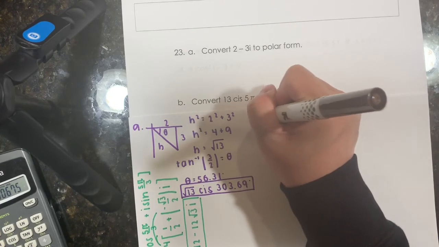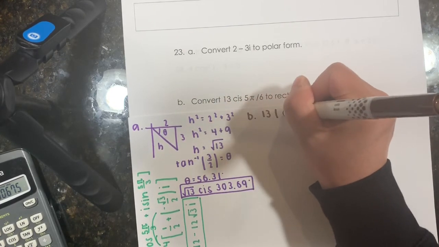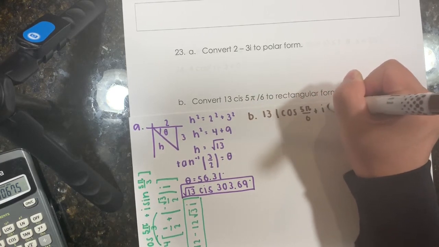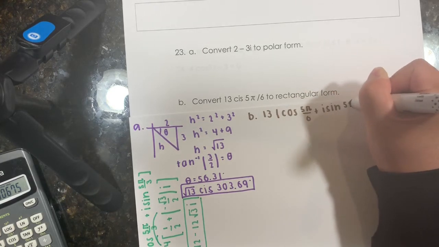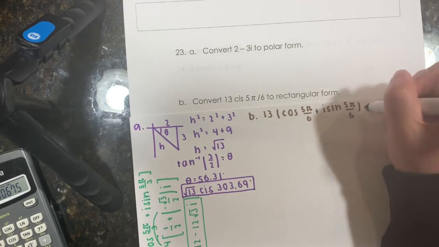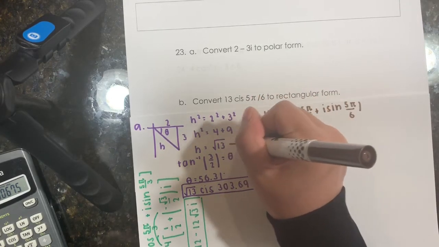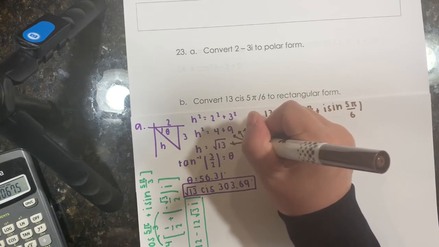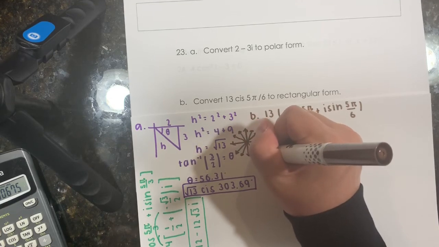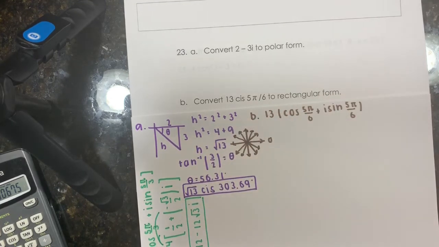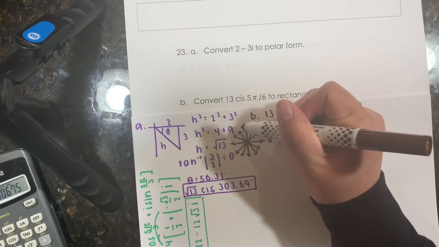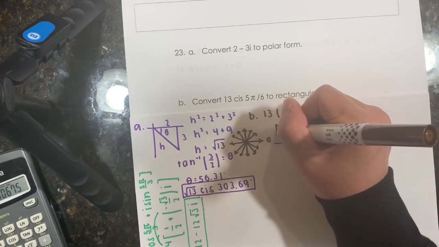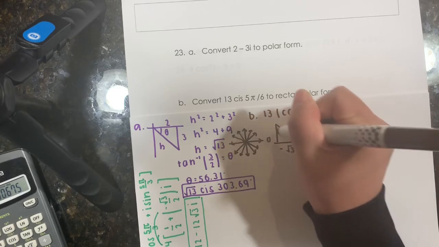So B would be 13 times cosine of 5 pi over 6 plus i sine of 5 pi over 6. Now over 6, so I have 1, 2, 3, 4, 5, 6. Starting counting at 0, that would be 1, 2, 3, 4, 5. It's a 30-degree angle in quadrant 2, so negative root 3, 1, and 2.